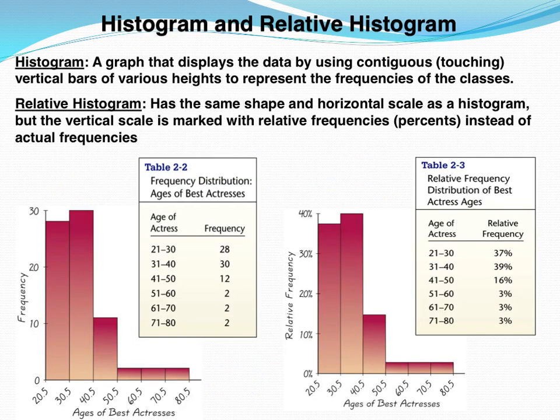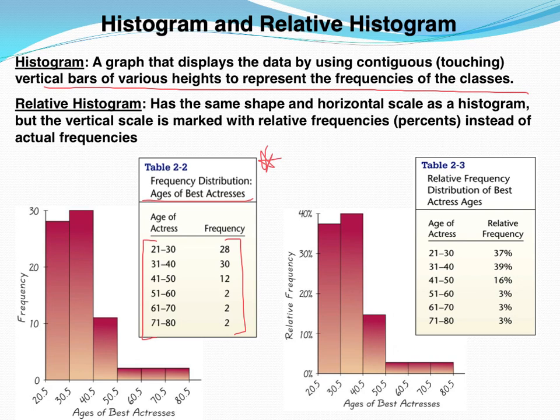Alright, let's get started. Histogram and relative histogram. So here's your definition of histogram. You have a graph that displays the data by using contiguous or touching vertical bars of various heights to represent the frequencies of the classes. So let's look at this one right here. This is your grouped frequency table or grouped frequency distribution. Here are your classes, we've talked about those, and here are the frequencies. And again, these are the ages of the best actress. We keep using this example over and over.